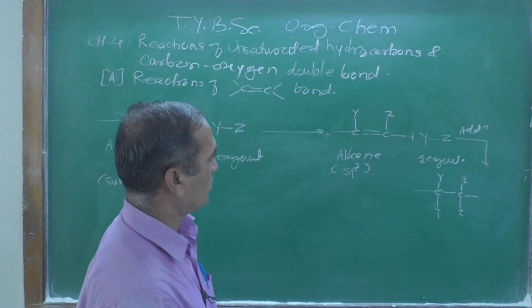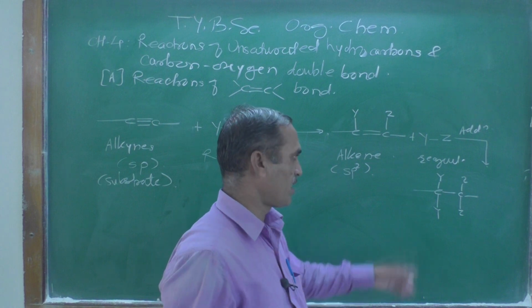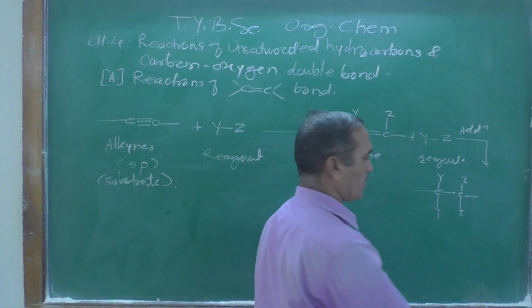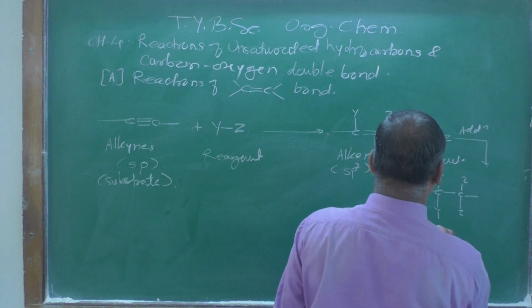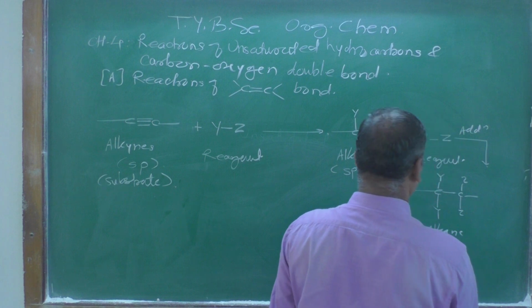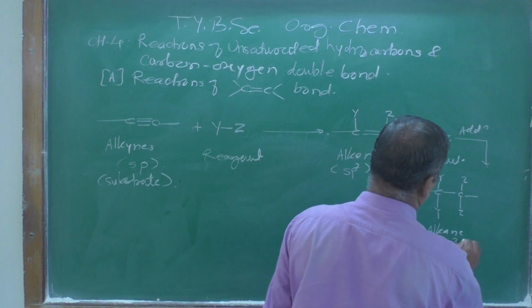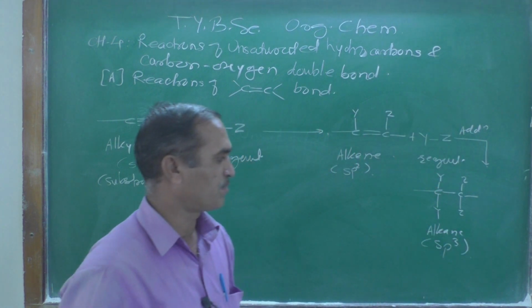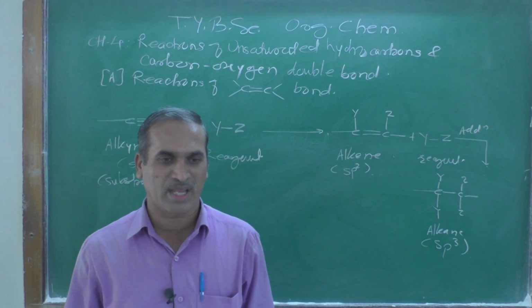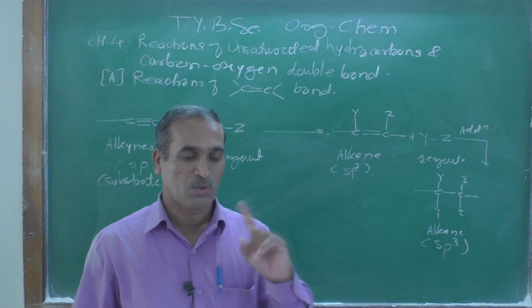Now what will be the hybridization of this carbon atom? The double bond is converted into a single bond. Now it is known as an alkane, and the hybridization must be sp3. And what is the bond angle of sp3 hybridization? You know that, right? What is that?